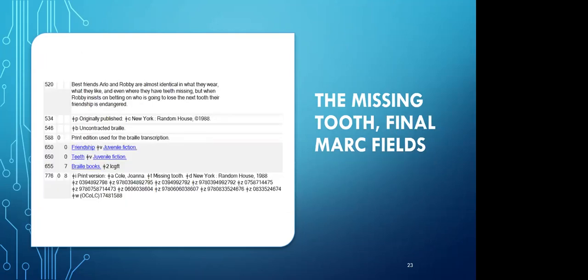Okay, these are the final MARC fields for The Missing Tooth. So you have fields 520 through 776. In the 546 field, the language note, subfield B tells us that this book is in uncontracted Braille. I cannot tell the difference between different forms of Braille, so I only add notes from information that is included on the item. I added the 534 original version note, 588 source of description note, and the 776 additional physical form entry fields.